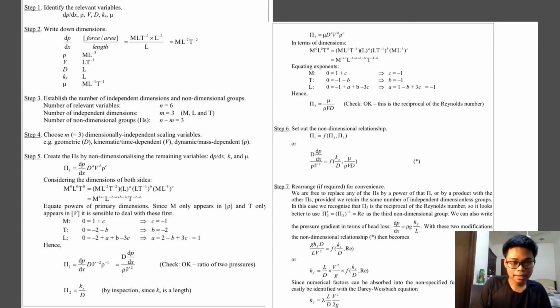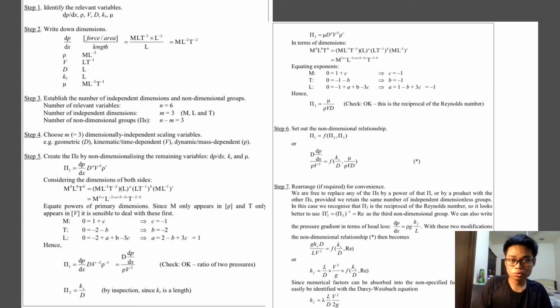Now we need to create the pi's by non-dimensionalizing the remaining variables. Since we have 3 non-dimensional groups, we need 3 pi's. For the first one, we construct pi 1 equals dP/dx times D times V times rho, where we put the powers of D, V, and rho as a, b, c, because we need the equation to achieve dimensional homogeneity. The same for pi 2, we have k over D, and for pi 3 we have mu times D times V times rho. For the second one, we do not have to put a, b, c because k is L and D is also L, so the homogeneity is achieved here.